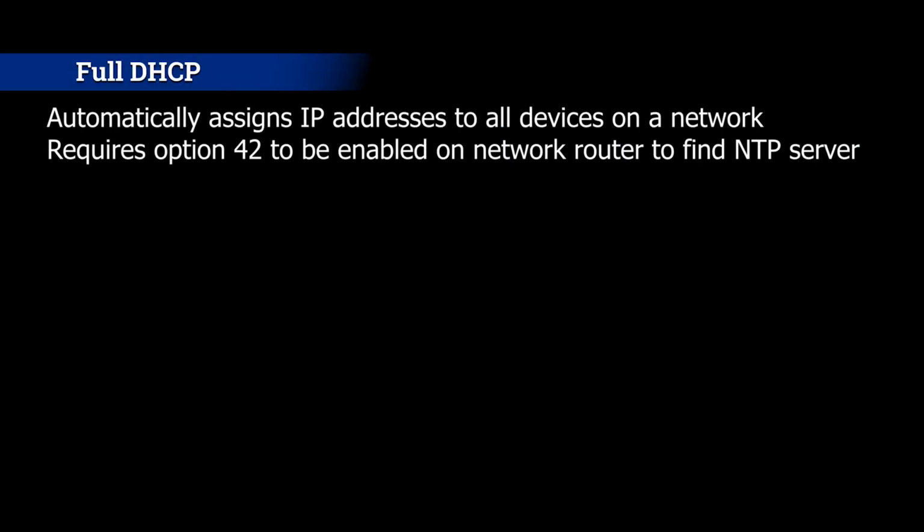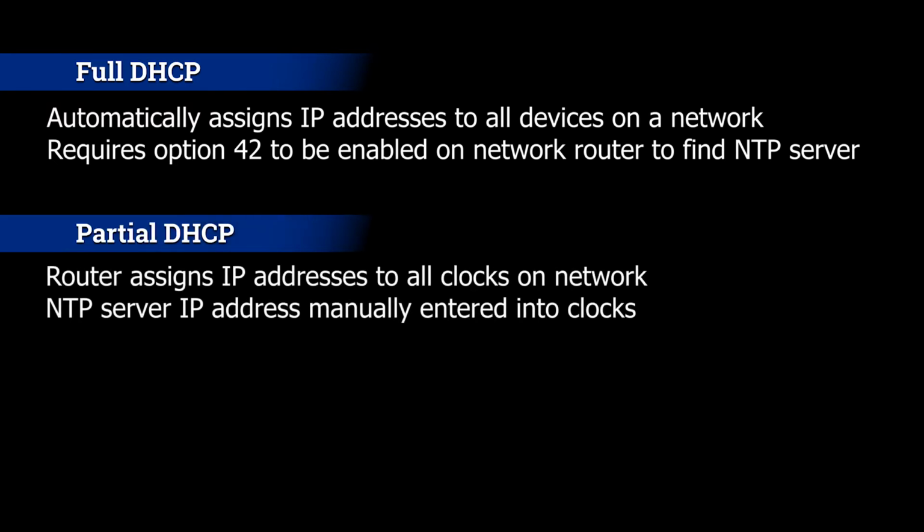Full DHCP assigns an IP address to every device on the network and requires option 42 to be configured on the router so each client can pick up the NTP server IP address.